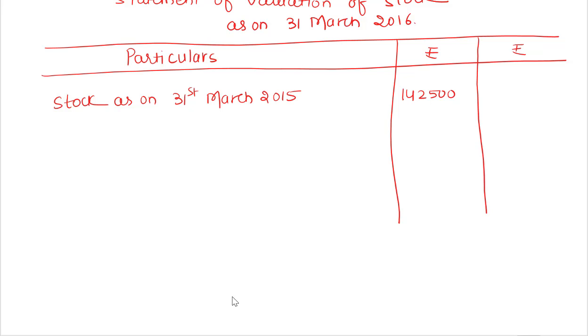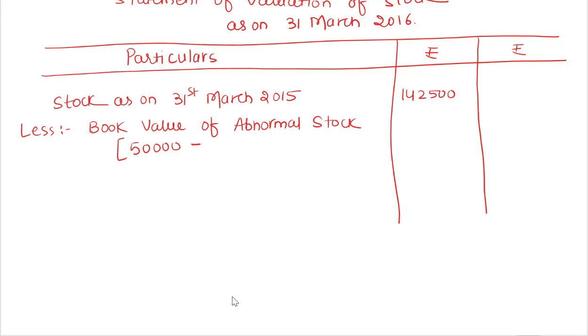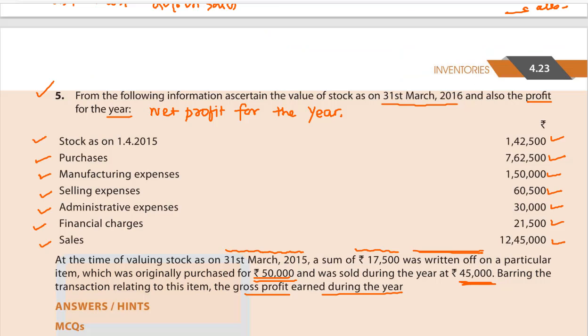So right over here, less book value of abnormal stock. Book value of abnormal stock, 50,000 minus 17,500. So this is 32,500. So the value of normal stock is 1,10,000.